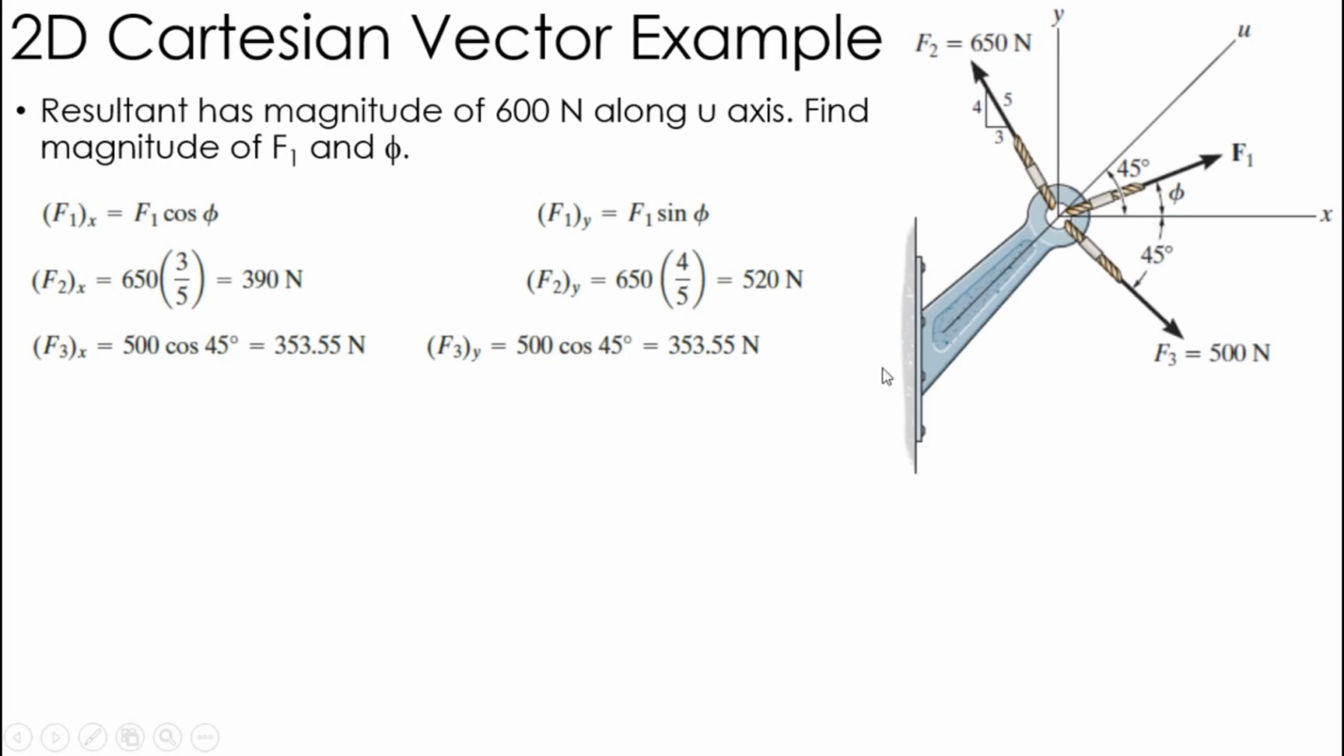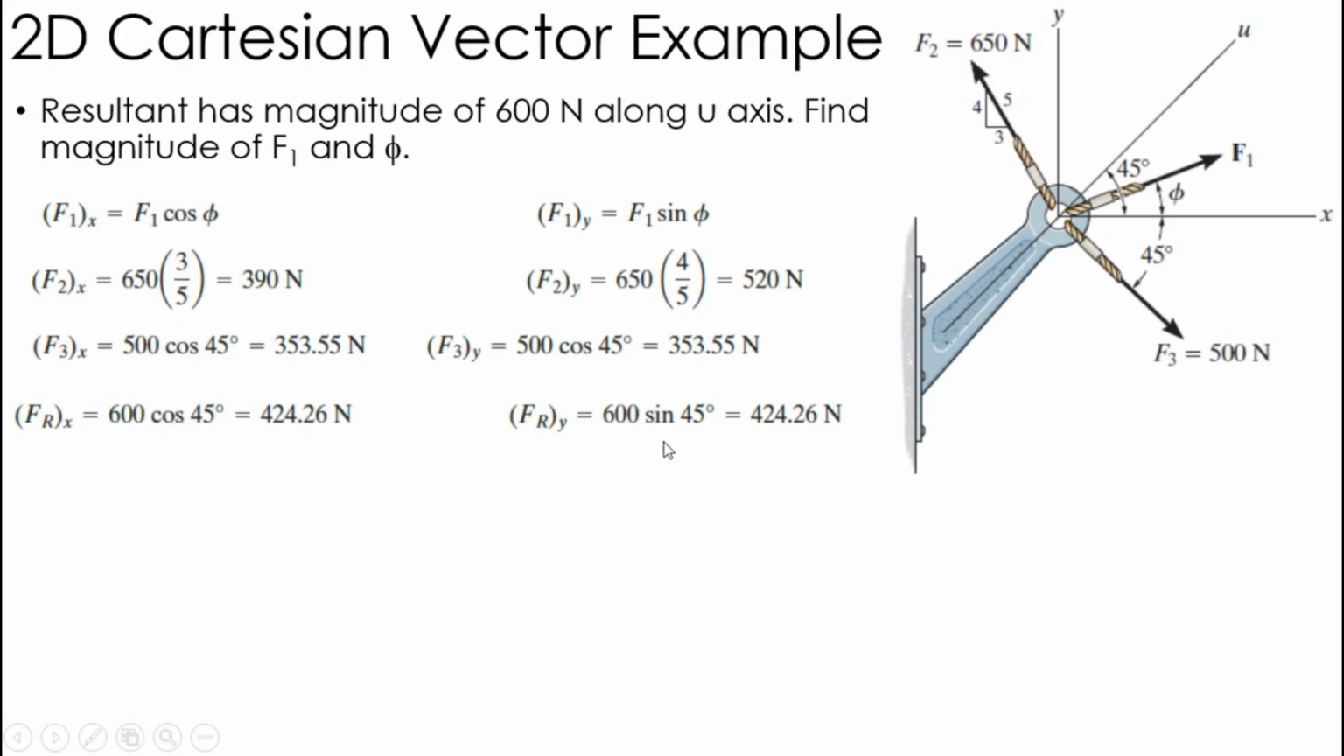My resultant force is going to be, again, 600, given here in the problem statement, along the u-axis, which is 45 degrees above the x-axis. So that's also going to be sine and cosine of 45 in the x and in the y direction. So I have the component of each of the forces in both the x and y directions. My unknown here is actually one of the forces I'm adding together. I know the resultant.